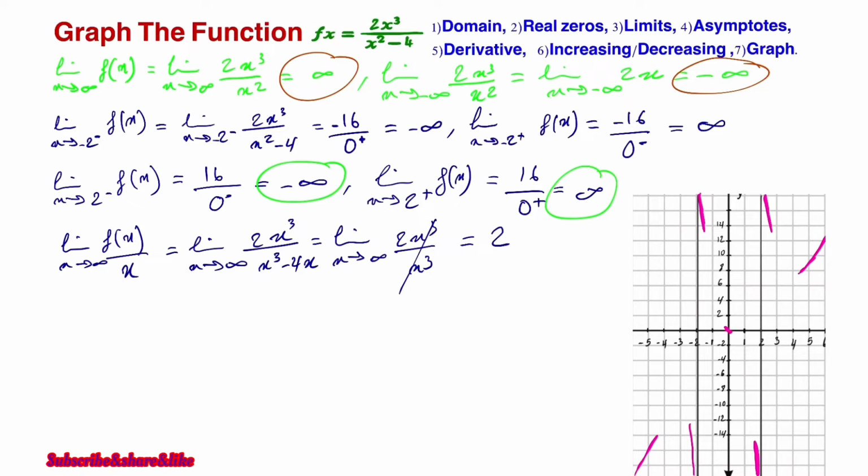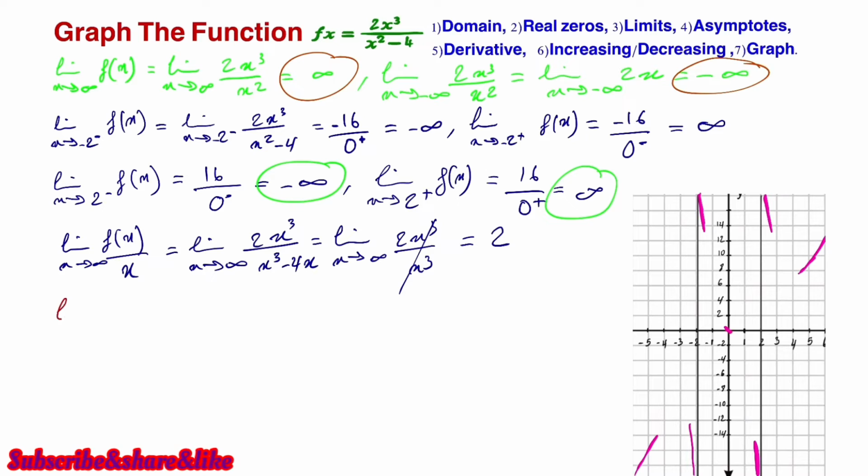Now that we have this 2, what does it mean? It means that we have an oblique line asymptote, y equals 2x plus b. This 2 comes from here. When we do the limit of f of x over x, it gives us the slope of the line. So we know 2 is the slope of the line, and we are going to look for b.